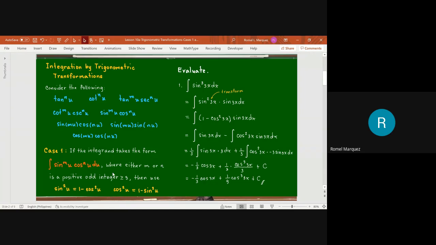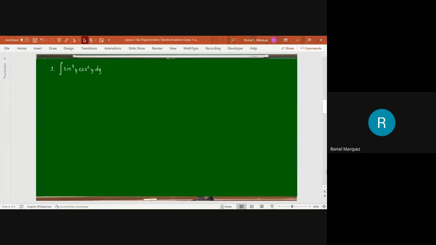If the integrand takes the form of integral of sine to the m u cosine to the n u du, where either m or n is a positive odd integer greater than or equal to 3, then you can use these transformations, okay? The following identities. So if you want to transform, for instance, power of sine, you're going to use this: sine squared u equals 1 minus cosine squared u. And then for power of cosine, we have cosine squared u equals 1 minus sine squared u. Okay, guys? So we had already 2 examples before. So we are now on the third one.